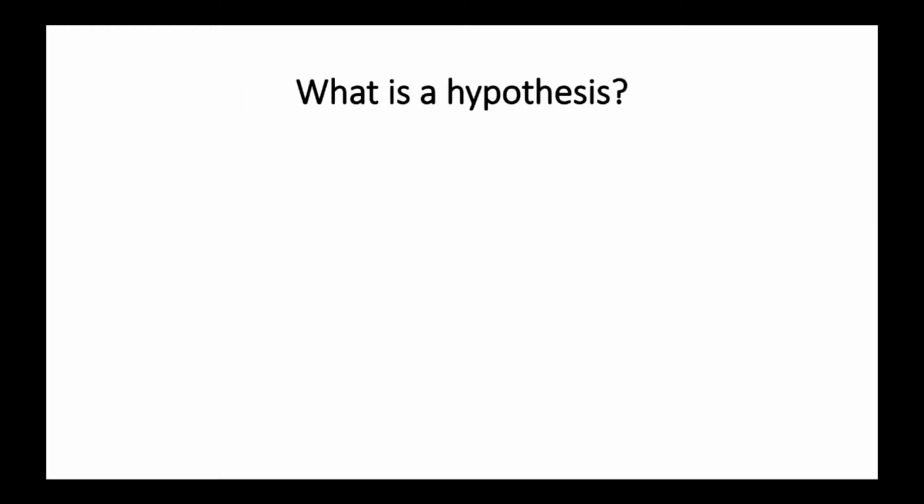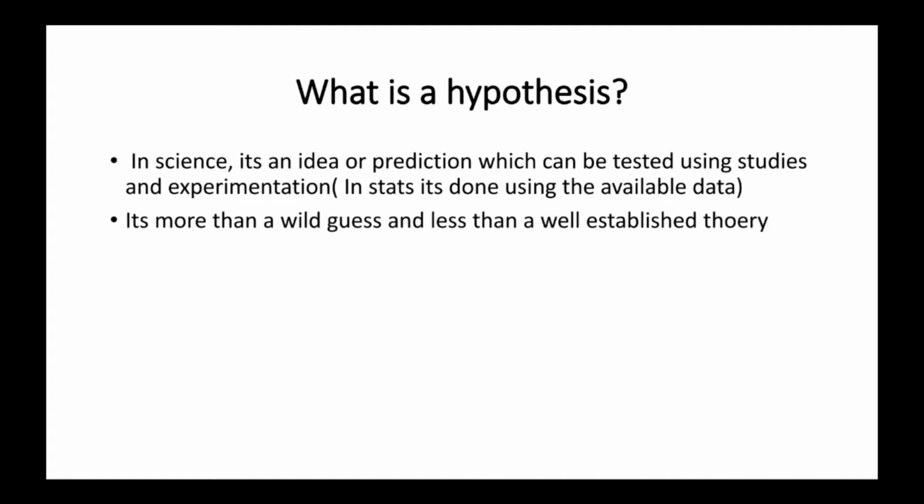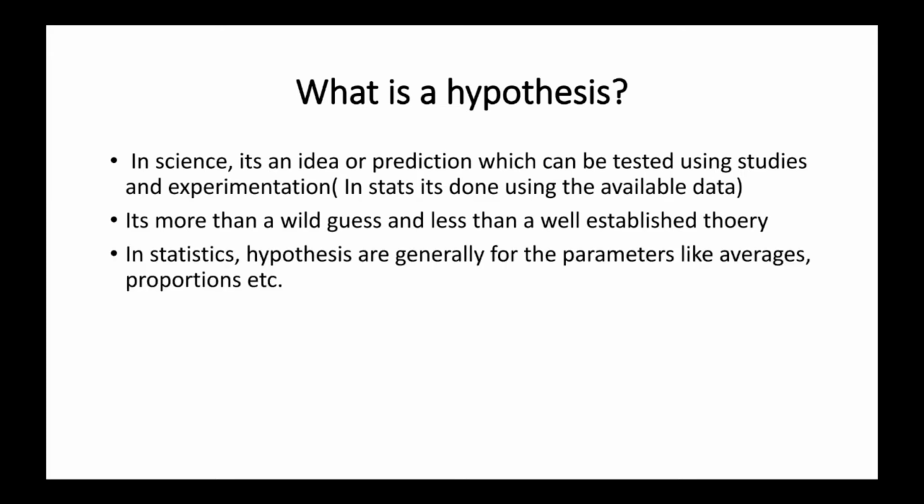So what is a hypothesis? In scientific terms, it's basically an idea or prediction which you can prove using data. It's more than a wild guess and less than a well-established theory. And when we talk about hypotheses in statistics, we generally talk about the parameters which we will be taking up in hypothesis testing, like the averages or the proportions.